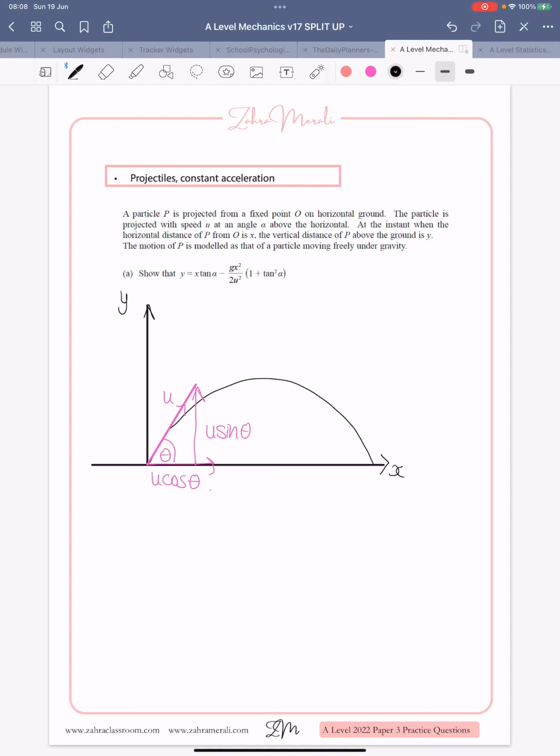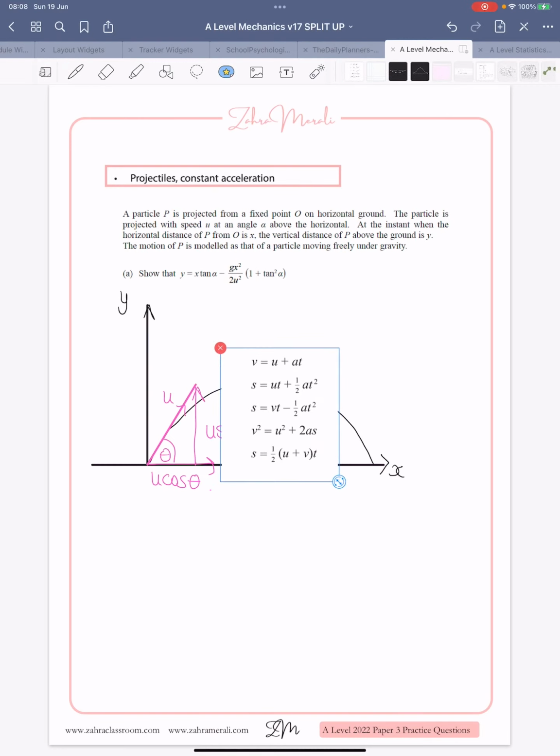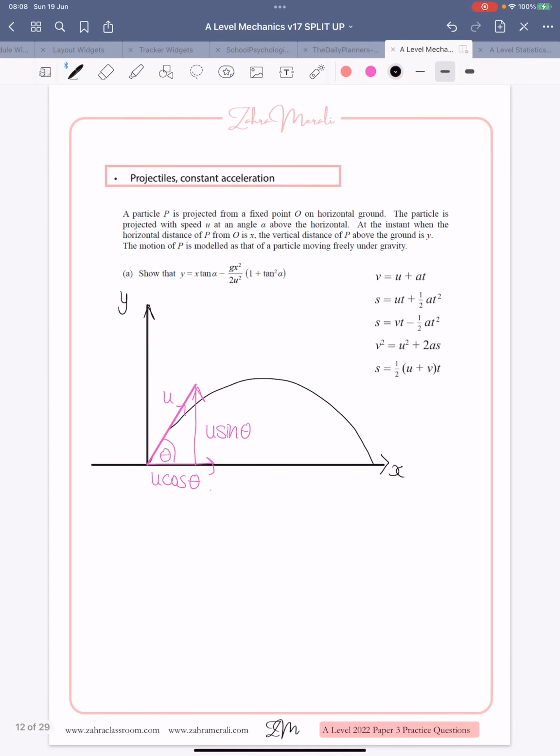Sometimes it's much easier to think of mechanics in terms of pure maths. Okay, so we've got our SUVAT equations. Our SUVAT equations are exactly the same as what they are, but we're just going to think about them in horizontal world and in vertical world. So we're going to split that horizontally and vertically. Horizontally, it's an x at any point. Vertically, we're thinking y. Our u is going to be u cos theta, u sine theta.